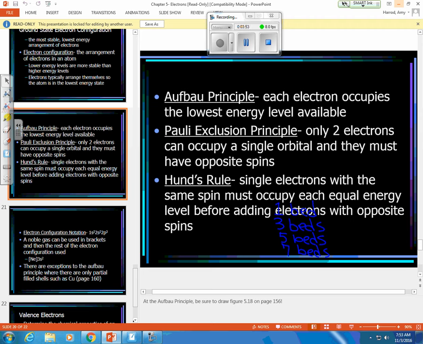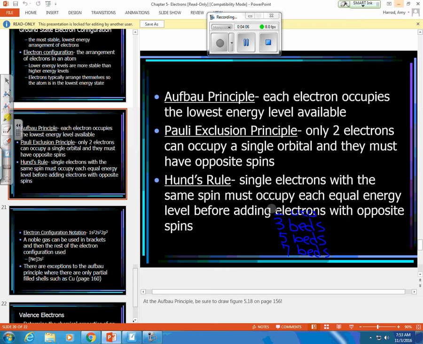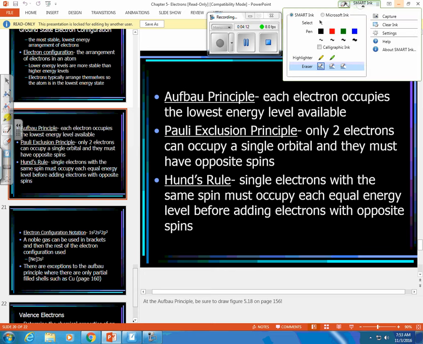And then Hund's rule says that if I've got 3 people that I need to put into a P room, and there are 3 beds, I'm going to put 1 in each bed first. And that makes sense, because why would you put 2 in 1 bed and then only 1 in the second and leave 1 empty? So Hund says you need to put 1 in each bed before you can pair any of them up.